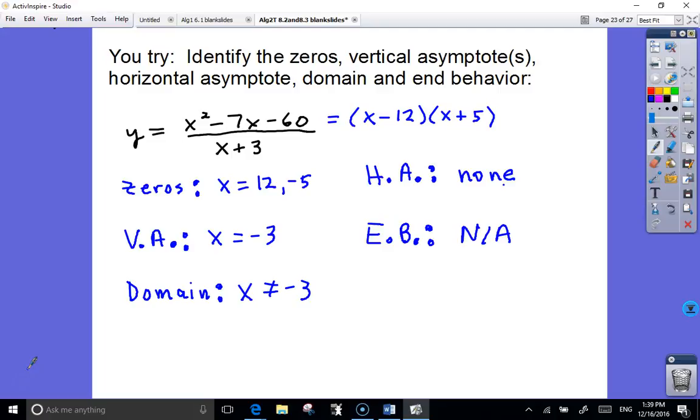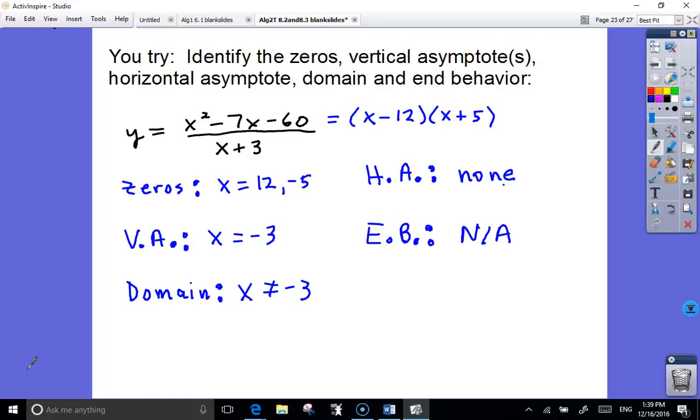Now, for end behavior, I'm just going to say NA. The truth is it's not going to be approaching a fixed horizontal line. It's going to be going off towards positive or negative infinity. We know sometimes that is our end behavior with polynomials, but they would never ask you that in the context of a rational function. With a rational function, it'll be a horizontal asymptote, y equals whatever that is.